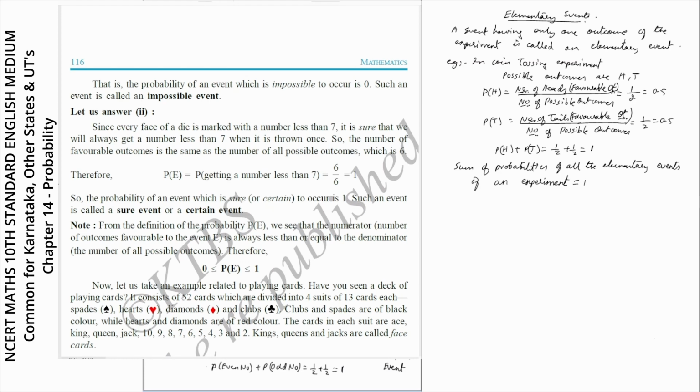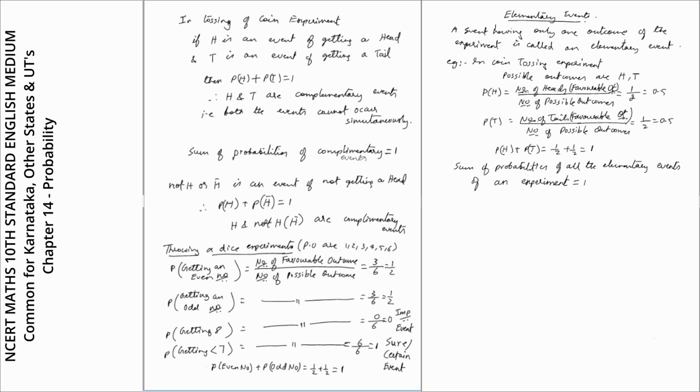So this one I already explained to you. You can see here, probability of getting 8 is equal to 0. This is an impossible event. Probability of getting a number which is less than 7 is 1. This is a sure event or a certain event.